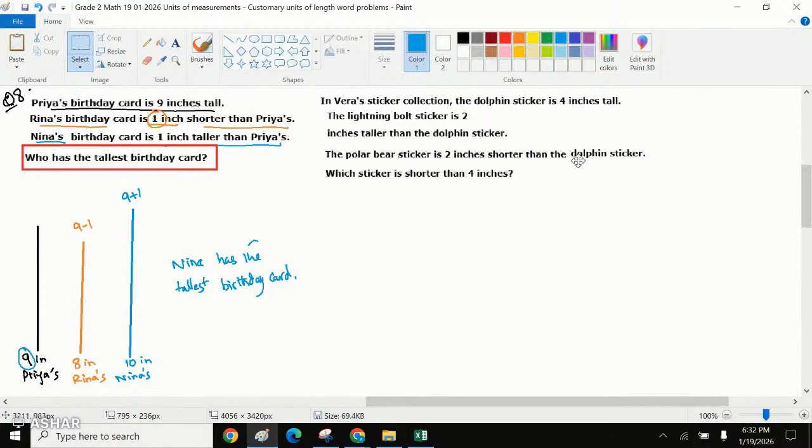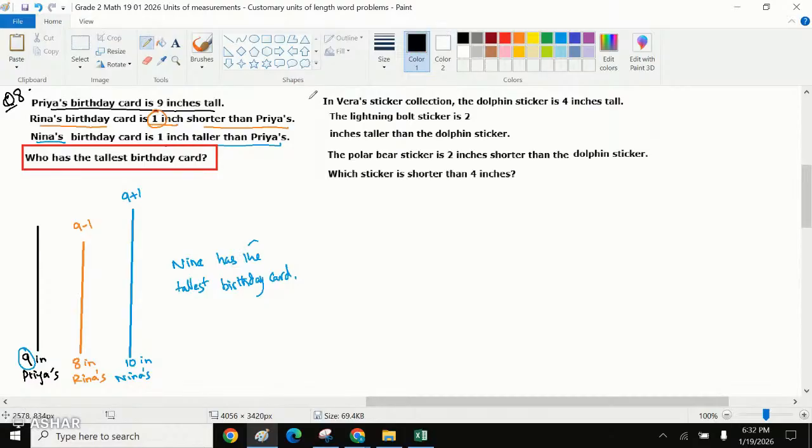Okay. Let's resize and let's read. Okay. In question number 9, what they are saying is, in Vera's sticker collection, the dolphin sticker is 4 inches tall, right? The lightning bolt sticker is 2 inches taller than the dolphin sticker, right? So if the dolphin, right? I'm just writing a dolphin over here. Dolphin sticker was 4 inches tall, right? That means lightning bolt.